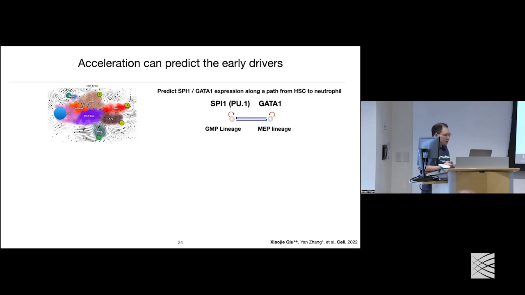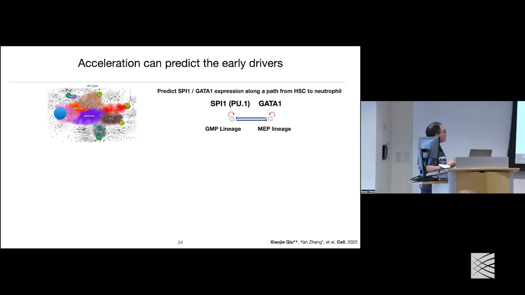So as I mentioned, another core property is the acceleration. Here, I'm going to use the PU.1 and GATA1 gene expression. It's a good example to show how we can use acceleration to reveal the earlier drivers.